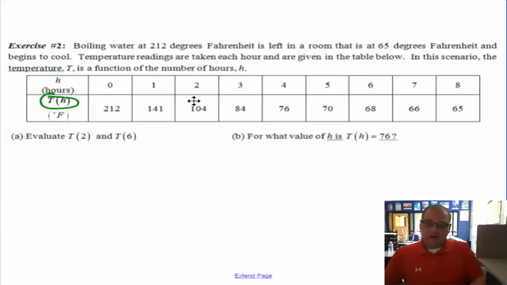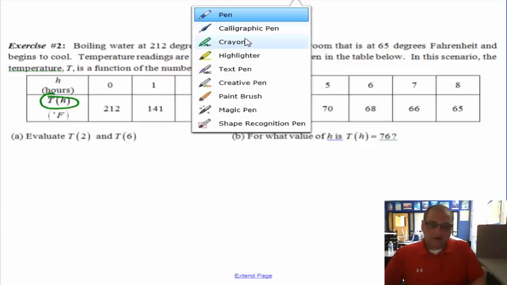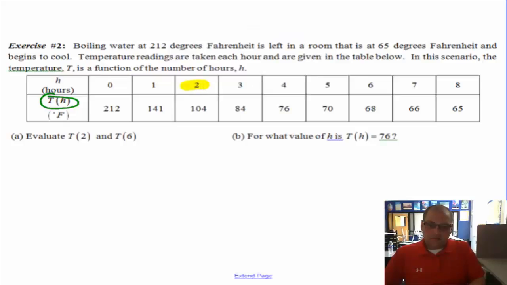So what we're going to do is say, all right, well, where's t of 2? Where's my h value of 2? Everyone knows how to read a table? Here's my h value of 2. I'm going to highlight that, maybe. Highlighter, where are you? Oh, there you are. Okay, highlight 2. That's the t of 2.